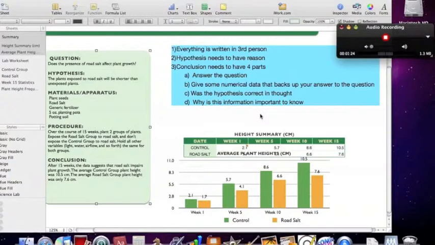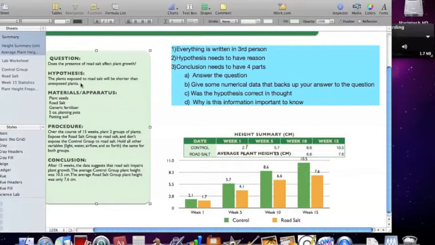Let's take a look at his hypothesis and see if it has some sort of reason. His hypothesis says the plants exposed to the road salt will be shorter than unexposed plants. Well, no, there is no reason. Why does he think this? At this point, it is just really a guess. Let's see if we can add to it here.